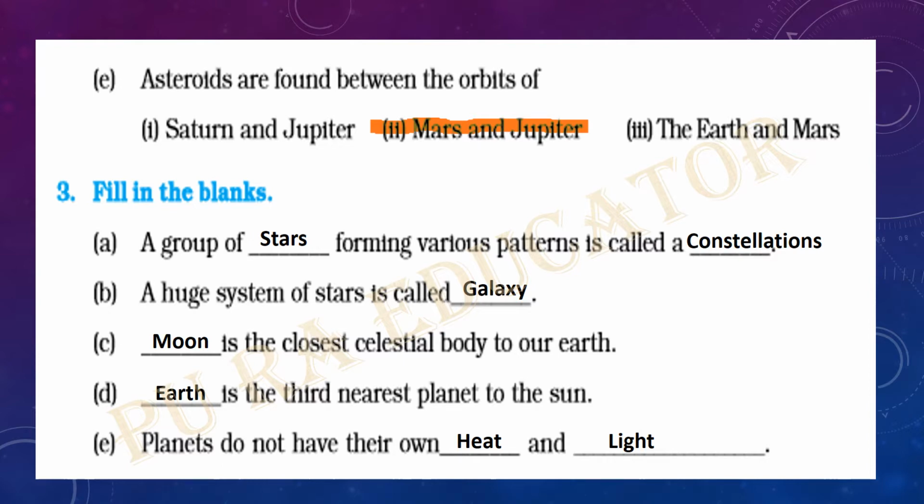A group of dash stars forming various patterns is called dash. Constellations. Second question is, a huge system of stars is called galaxies. Third is, dash is the closest celestial body to our Earth. It is the Moon. Fourth question is, dash is the third nearest planet to the Sun. It is Earth. Planets do not have their own dash, and dash is heat and light.